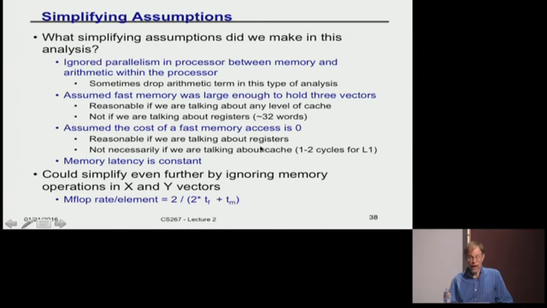I also assumed that I only had 2 levels of memory. I assumed there was fast and slow, but you can generalize that to many levels of memory. It's sort of the same story. So that's an okay thing too.